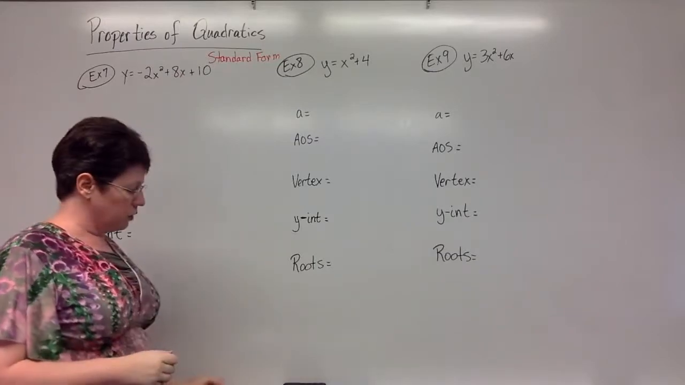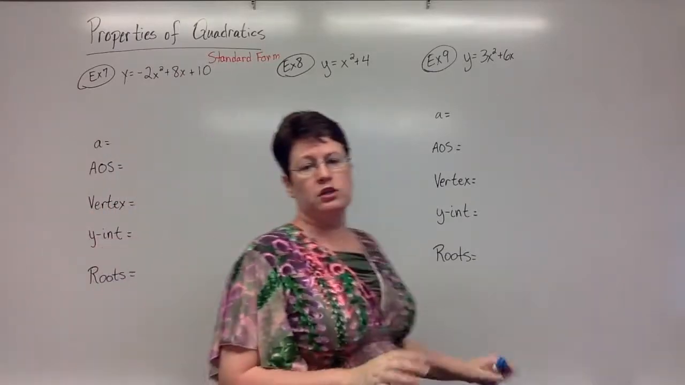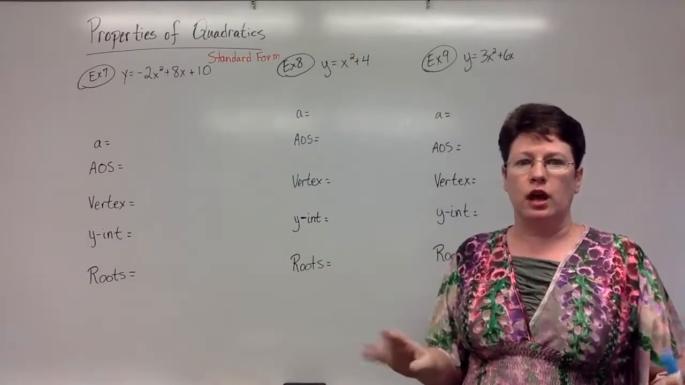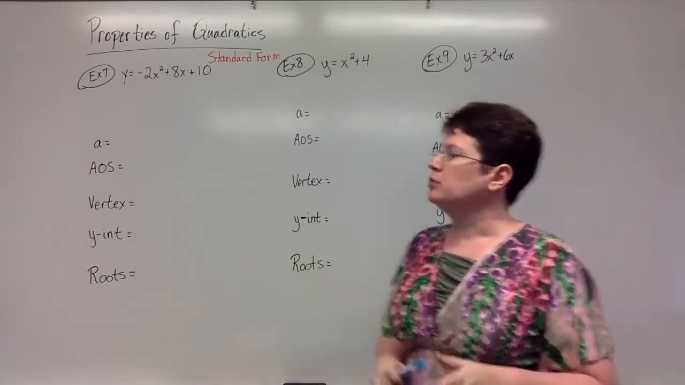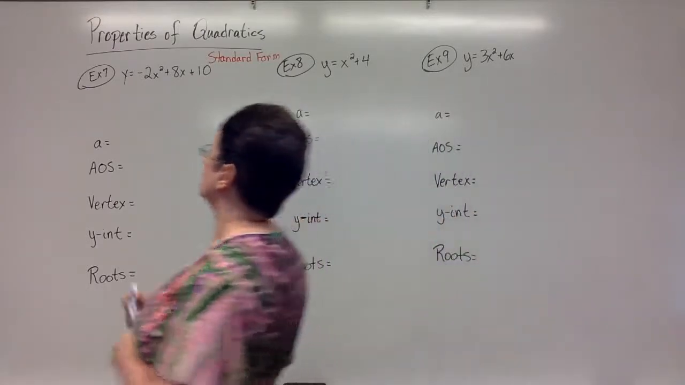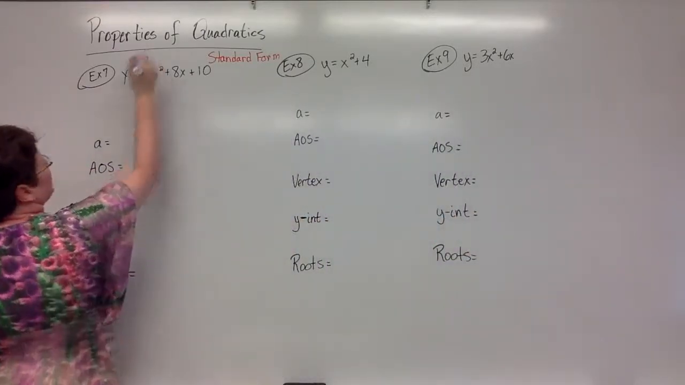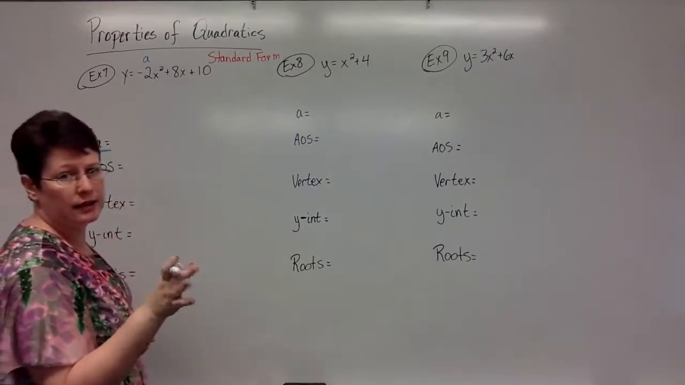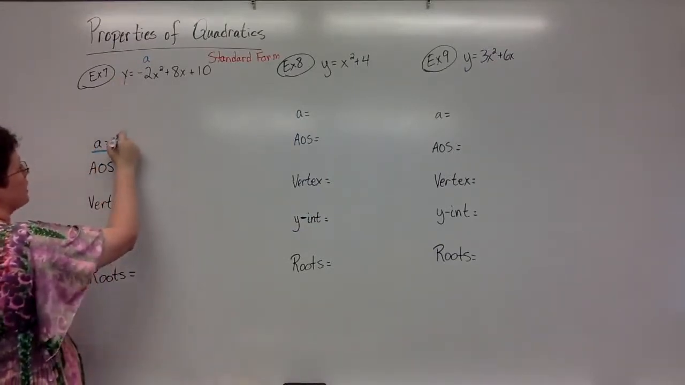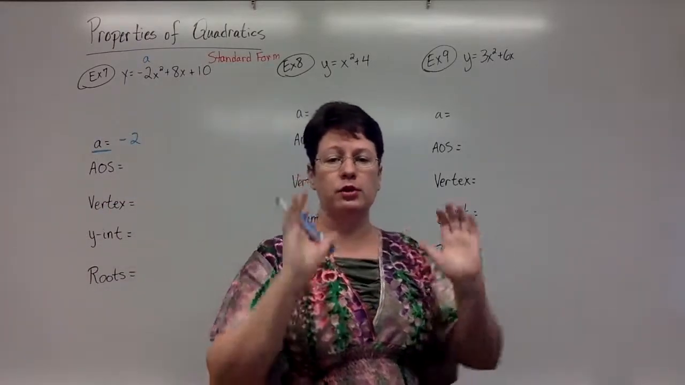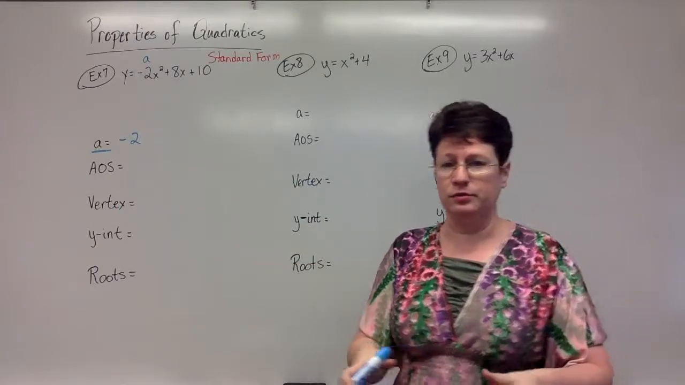So in standard form, there's pieces of information we can just look at and see. We don't have to do any math, no calculations, which is beautiful. There are two things. The a. The a is always in front of x squared. So my a is something I can just look at and see. a in this case is -2. So that means my parabola is going to be facing down.